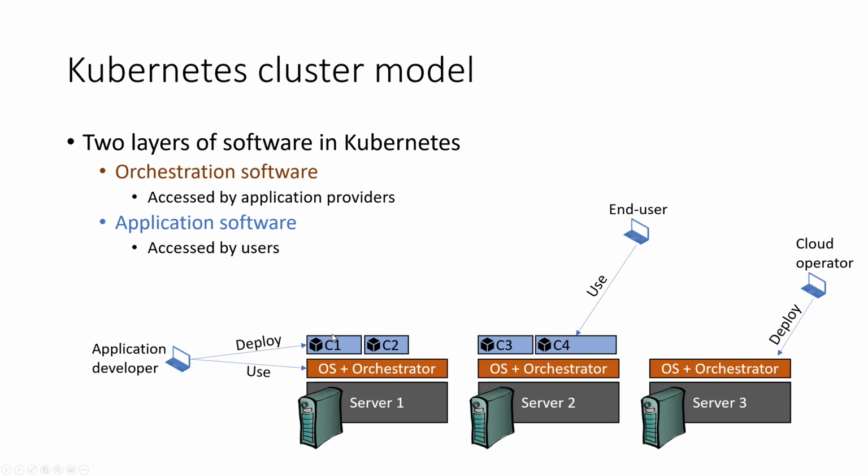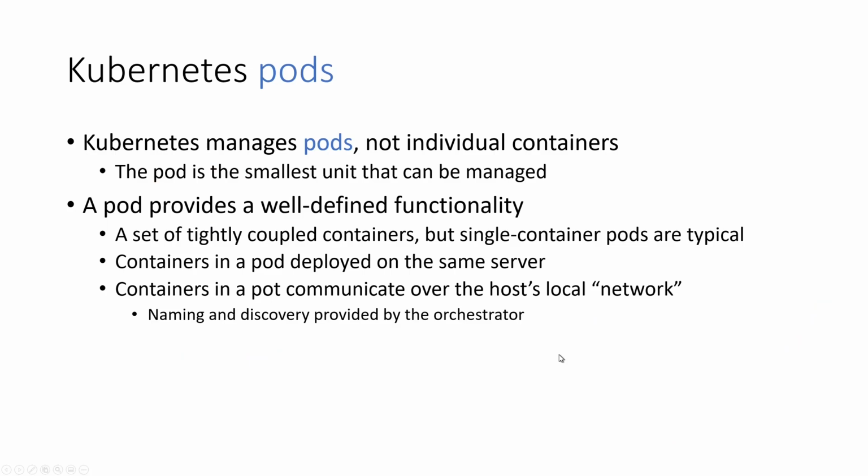The containers are deployed by the application developers, and they deploy the containers using the orchestrator. And the end user, this is us using an application, accesses the container. So each software in this stack has different players that interact with it. The end users interact with the applications running on the containers. The application developers interact with the orchestrator to deploy their applications. And the cloud operator is in charge of deploying the orchestrator.